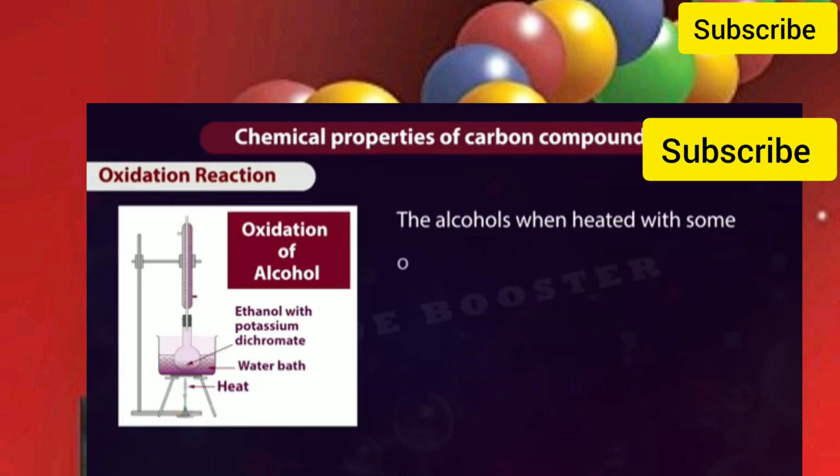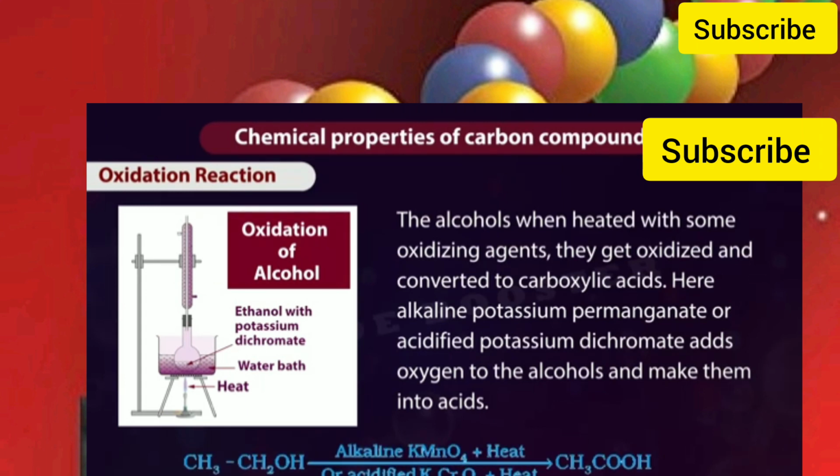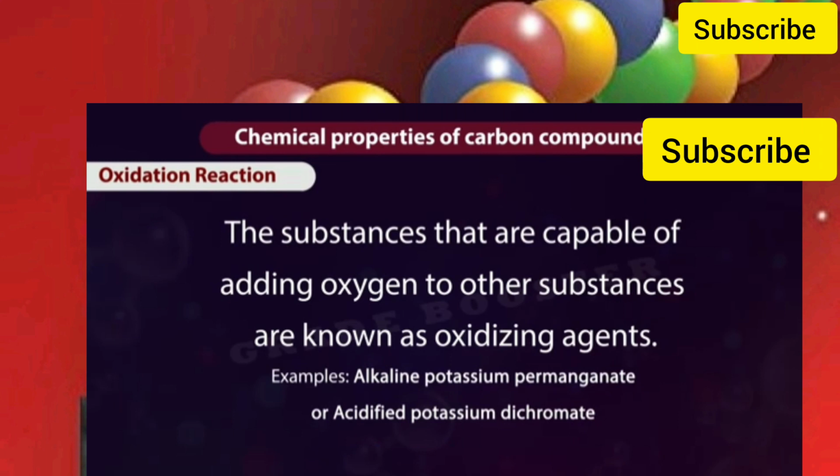Oxidation. Alcohols, when heated with some oxidizing agents, get oxidized and converted to carboxylic acids. For example, when ethyl alcohol is heated with alkaline KMnO4 or acidified K2Cr2O7, it produces acetic acid. Here alkaline potassium permanganate or acidified potassium dichromate adds oxygen to the alcohols and makes them into acids. Hence, these substances are called oxidizing agents. The substances that are capable of adding oxygen to other substances are known as oxidizing agents.